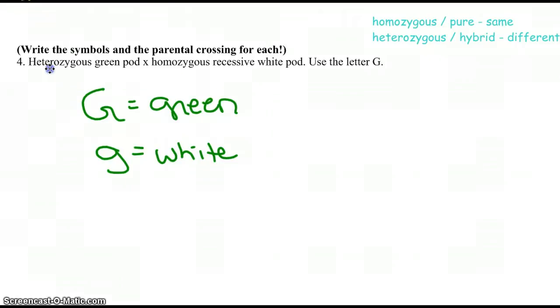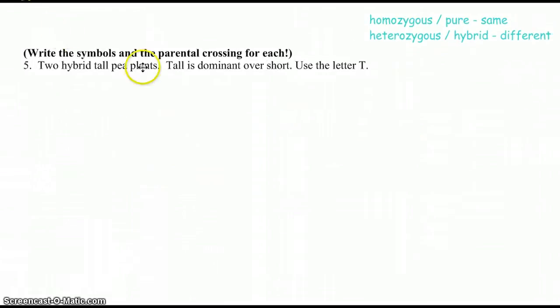Okay, so my first parent, heterozygous green. Heterozygous means different letters, so I'm going to have a big G and a little g, one of each letter. Homozygous recessive white. Like I said in the previous problem, the only way it can be homozygous recessive, it has to be two little g's.